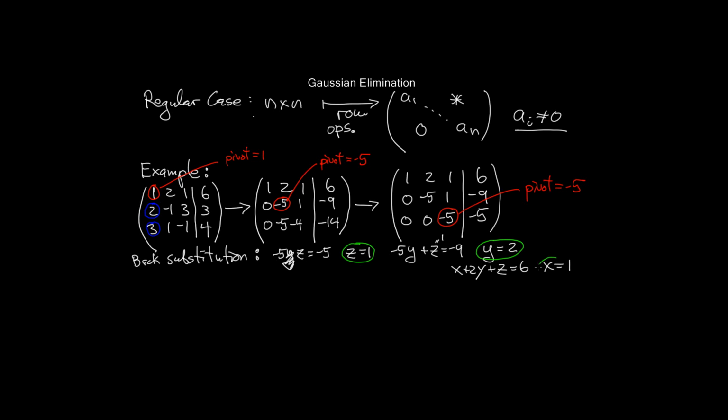So there's our solution. X, y, and z are 1, 2, and 1. Now, again, instead of doing back substitution, an essentially similar procedure is to do these operations going back.